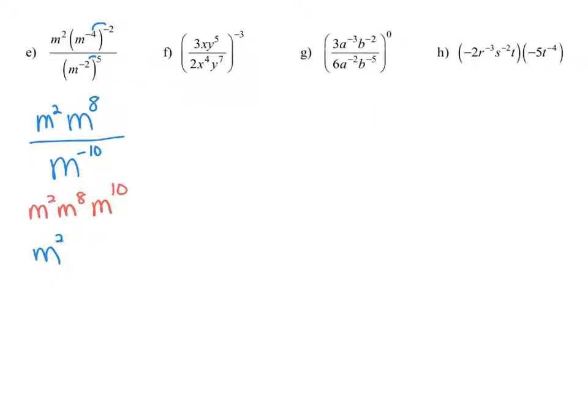So it's going to be m to the 2 plus 8 plus 10. Since all the bases are the same and you're multiplying, you add those exponents together. So this can be written as m to the 20th power.